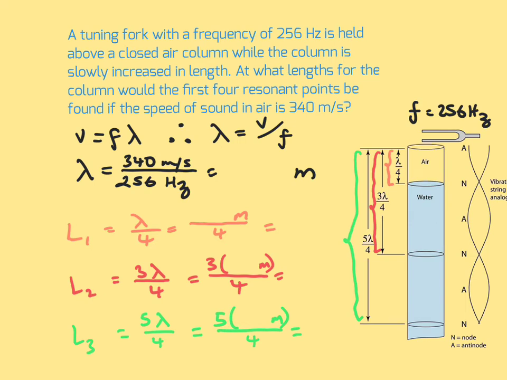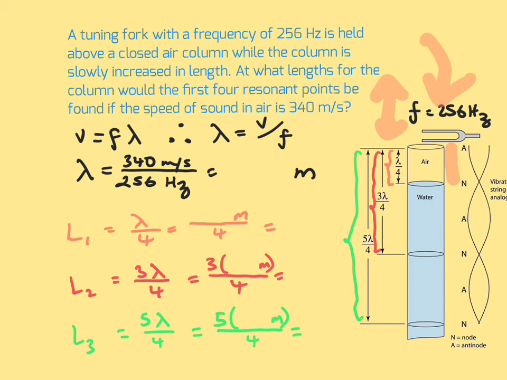So just to look at an example here, a tuning fork with a frequency 256 Hz is held above a closed air column while the column is slowly increased in length. And how would you get that increased length? Well, you could have a scenario like is shown on screen here. So we've got that fixed tuning fork that's going to vibrate 256 times a second. And you could move this column up or down in water, and basically it would give you this area here. That is the column, the air column. So it's closed because of the water and open at the top.